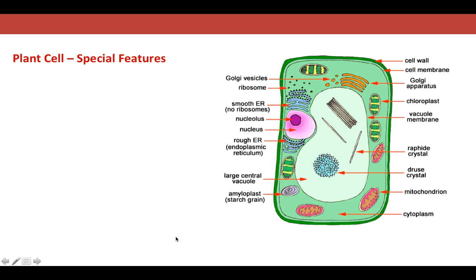Okay. Now let's look at the plant cell. Now there's a difference that we have in the plant cell with respect to the animal cell. Plant cells are larger in size as compared to the animal cell. So the first thing is plant cells are large in size compared to the animal cell. Cell wall is present in the plant cell which is not present in the animal cells.